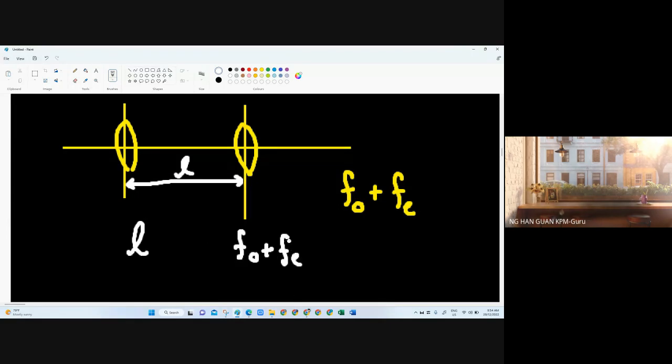When we compare to FO plus FE, we have three different results. Either this length is more than FO plus FE, or it is equal to FO plus FE, or it is less than FO plus FE. So we have three different adjustments. Now we see how it looks for more, equal, and less.